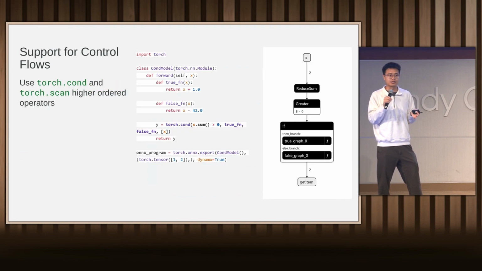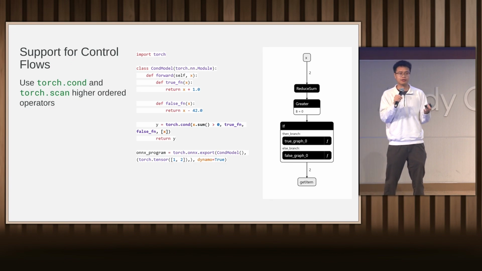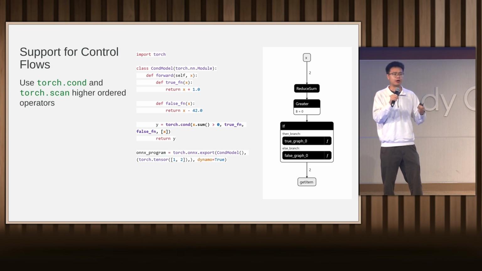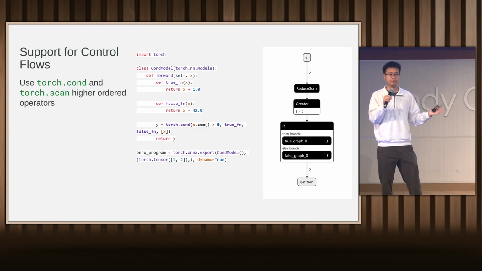With the ONNX exporter, how we typically support control flows, the if statements and while loops, is that we use torch JIT script to parse the Python code and emit a corresponding graph in TorchScript so that we can capture control flows.